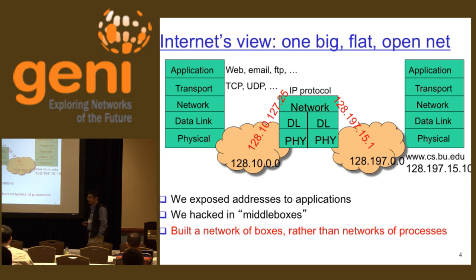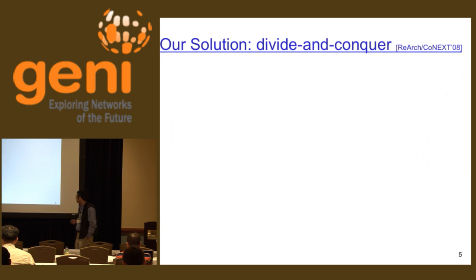We hacked in the middle boxes, so-called middle boxes: firewalls, NATs, network address translators, etc. And we ended up building a network of boxes as opposed to a network of communicating processes. And this is the key idea that we have in RINA. We want to build networks of communicating processes.